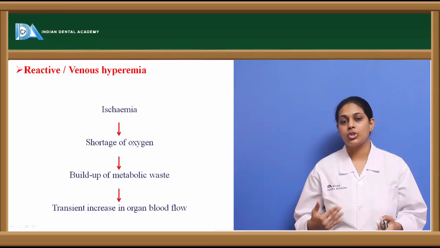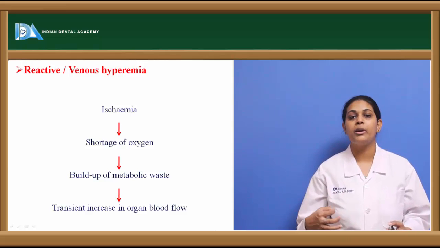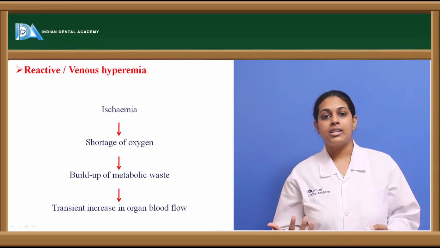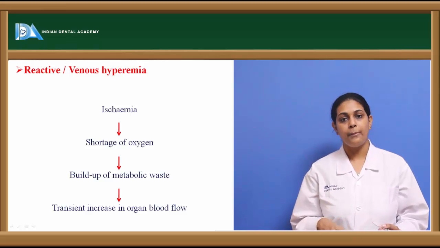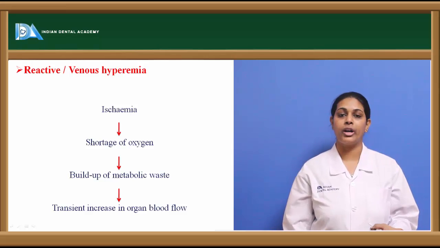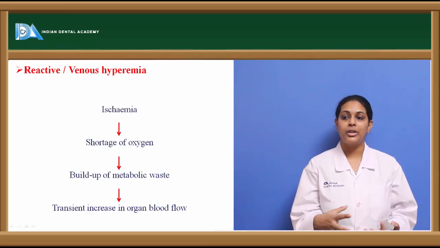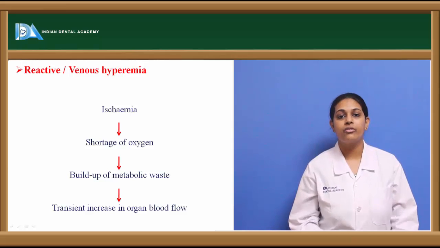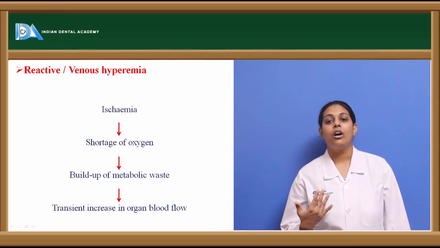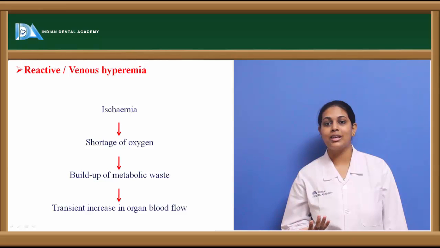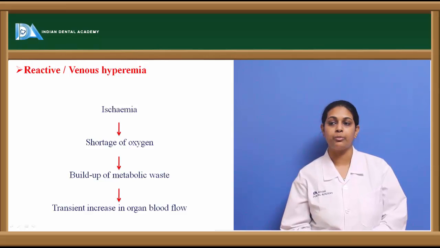Because of this, since oxygen is involved in debriding the metabolic waste, that is removing the metabolic waste from our body, and since because of this reduced oxygen supply there is decreased metabolic waste being removed from our body, there will be an accumulation of this metabolic waste. Because of this accumulation of the metabolic waste, there will ultimately be a transient increase in the organ blood flow. So this is known as reactive or otherwise known as venous hyperemia.